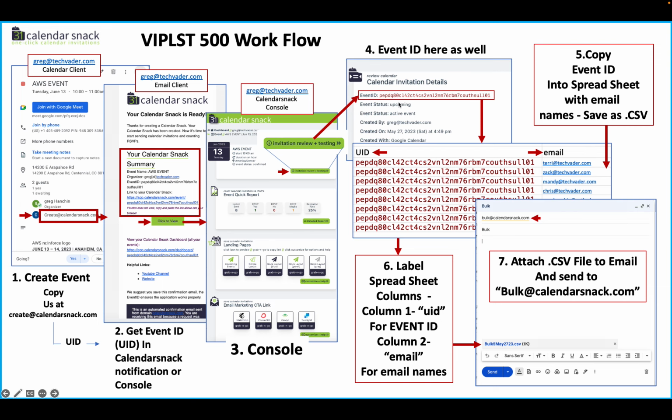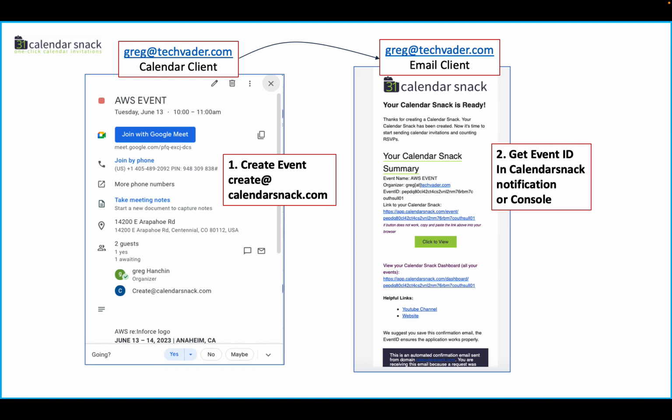That UID is going to be copy-pasted into a CSV file, and you're going to match the CSV file UID here to the email you want to send your calendar invite to. You're going to attach that list to bulk@calendarsnack.com. And essentially when you send that, you're going to send out a batch of calendar invitations. Is that simple? The walkthrough is here in detail.